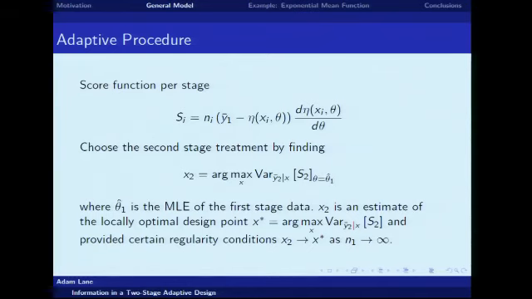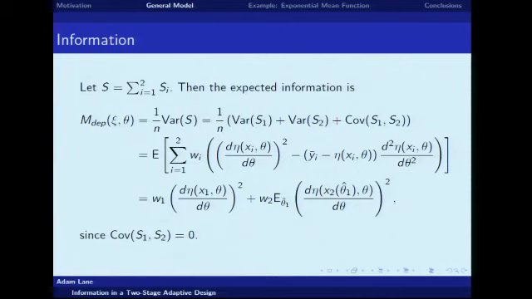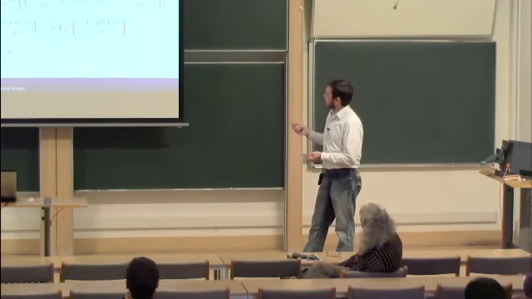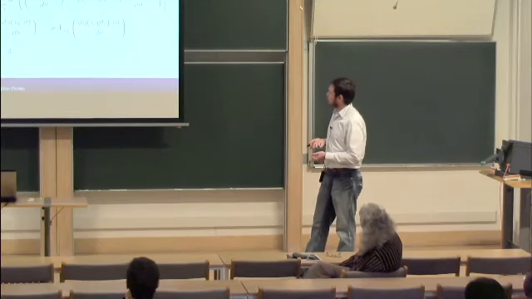Okay, so to derive the information, we consider this total score function, which is just a sum of the two-stage score functions. And then you have an expected information. So here we're going to denote the true information measure as m underscore DEP, to indicate that we've accounted for the dependence of the stages. And so that's just equal to the variance of the score function divided by the total sample size. The only thing that should be somewhat, or not completely, obvious is maybe that the covariance is equal to 0.